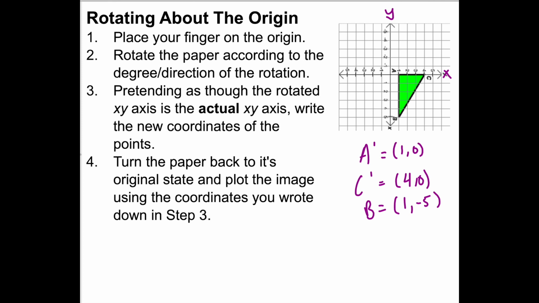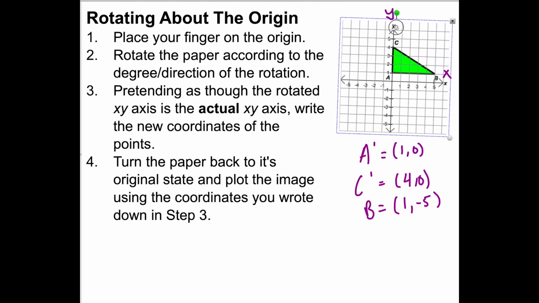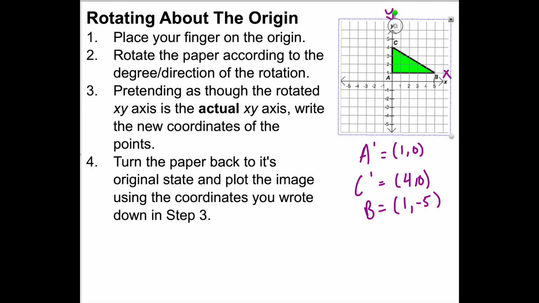That was step 3. Now we're going to rotate back, reset our paper just as it was before anything happened, as if we'd never done anything at all. And we are going to plot the points that we've just written down. So 1, 0, 4, 0, and 1, -5. This is A prime, C prime, and B prime. And just like that, we rotated 90 degrees clockwise about the origin.